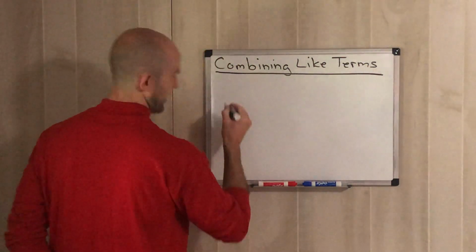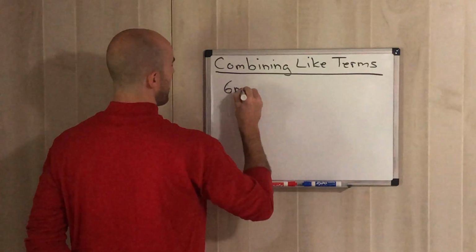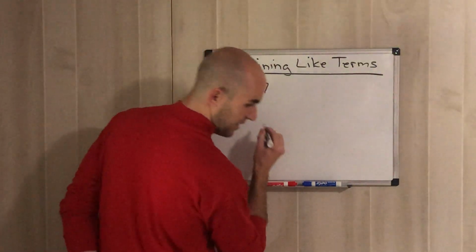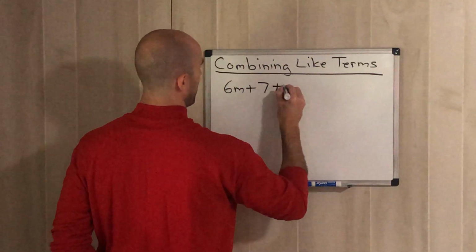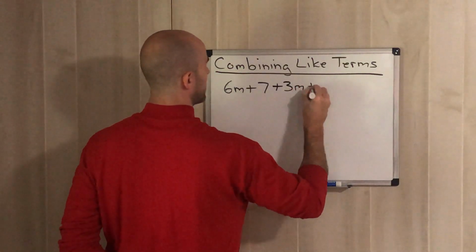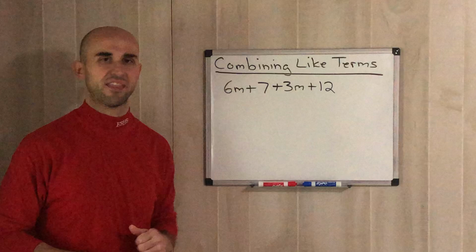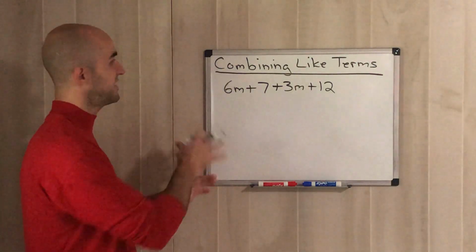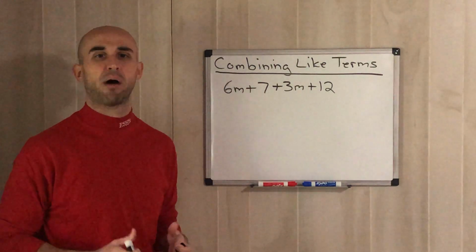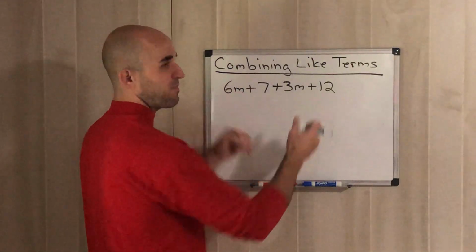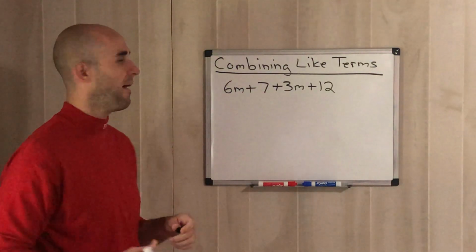So let's say we have the example: 6m plus 7 plus 3m plus 12, right? Let's say I had that, and I wanted to simplify that expression, right? Which means I want to take everything that I can combine to take an expression that's this big and make it smaller, make it more compact.